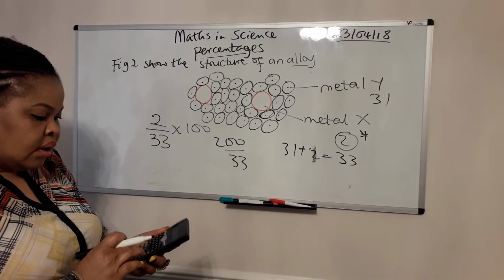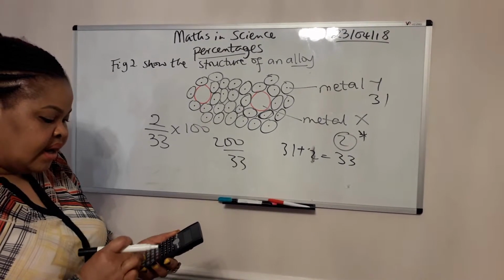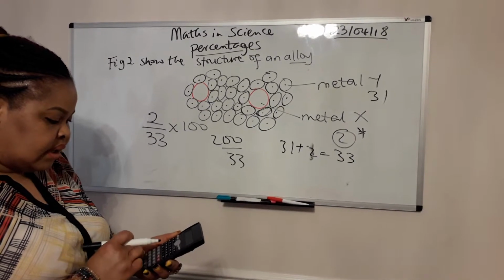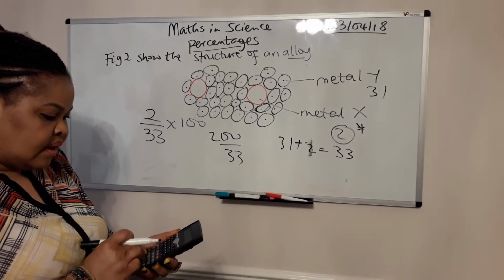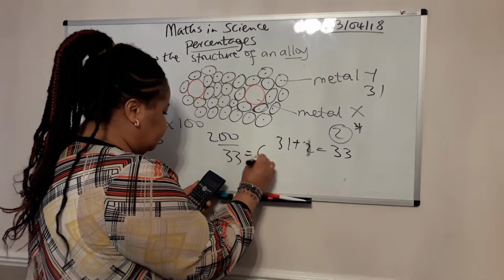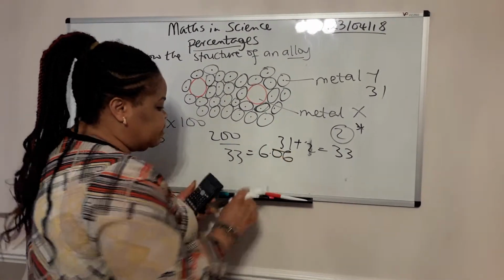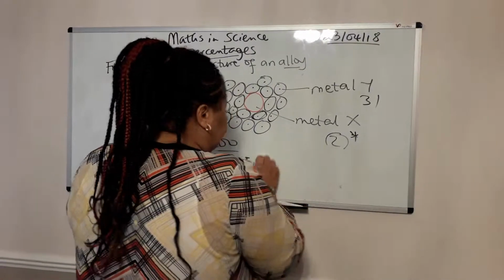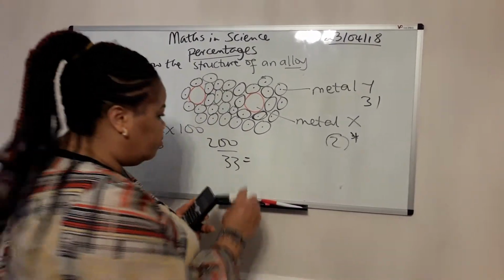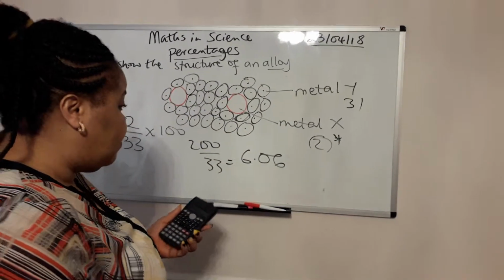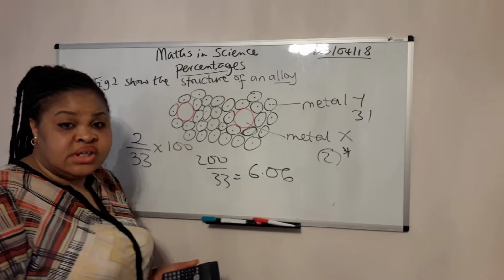200 divided by 33, if my calculator would allow me this morning. Yes, it's doing it. All right, there you go. It's going to give us 6.06%. I'm going to rub off the other numbers there so it's very clear. 6.06%. The question did not say whether to leave it to one significant figure.